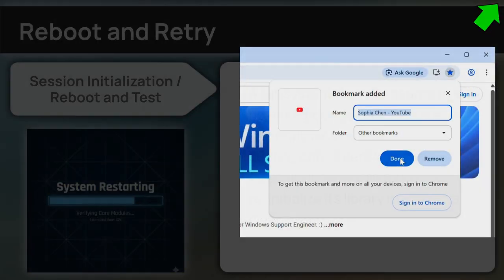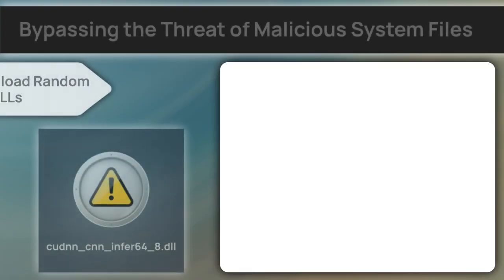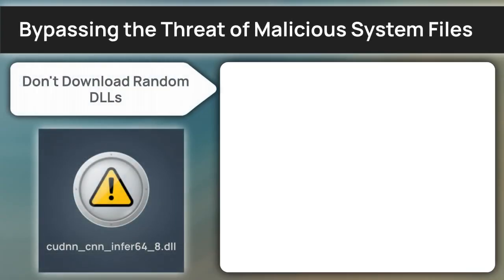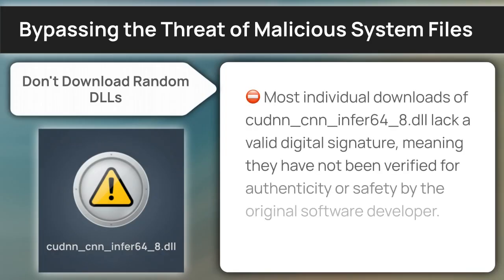Before concluding, I want to address a critical security consideration for maintaining your system's integrity. Please exercise caution when encountering sites offering free downloads of the CUDNN CNN Inference DLL, as these files are frequently optimized for the wrong architecture and can introduce persistent threats into your sensitive system directories.